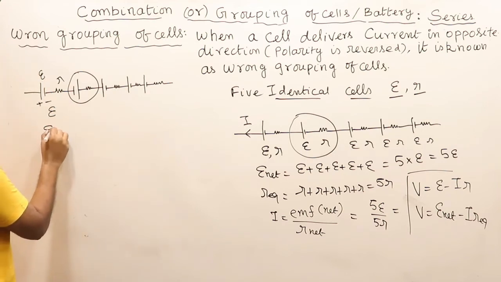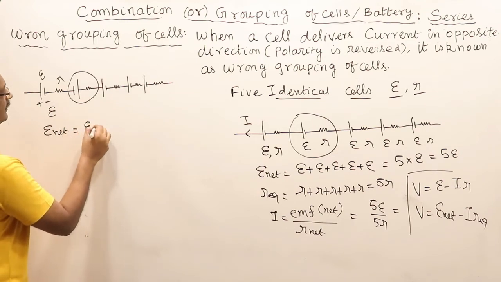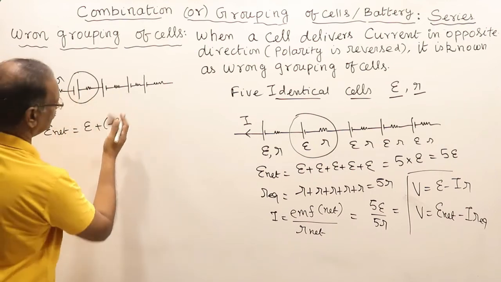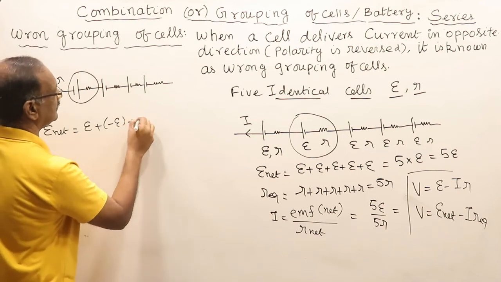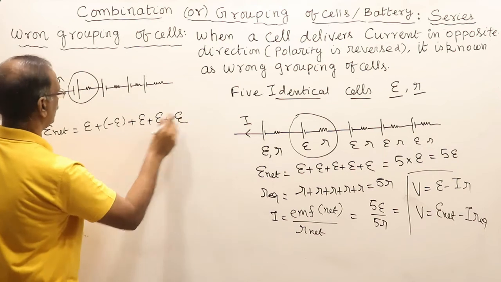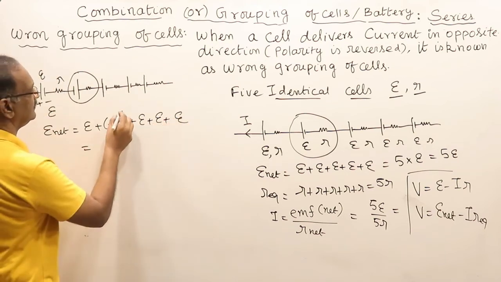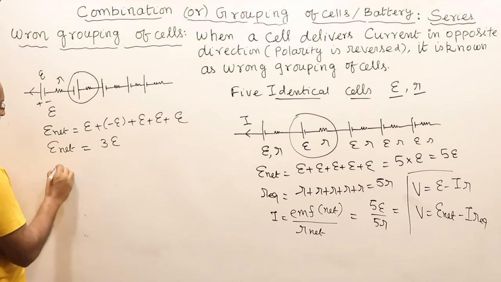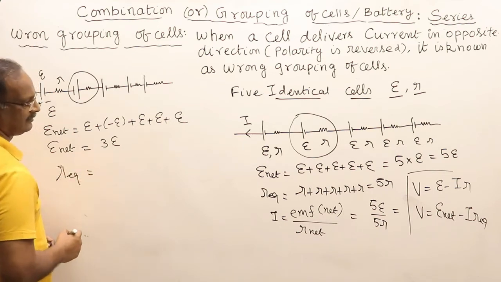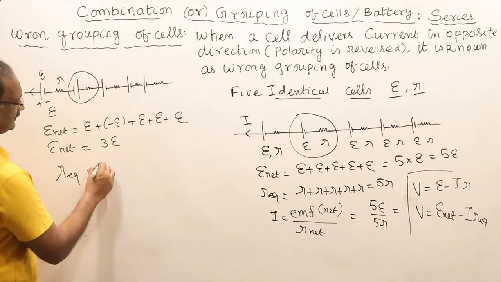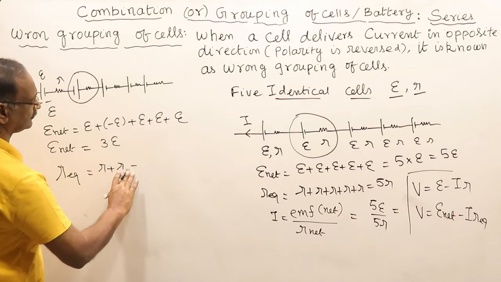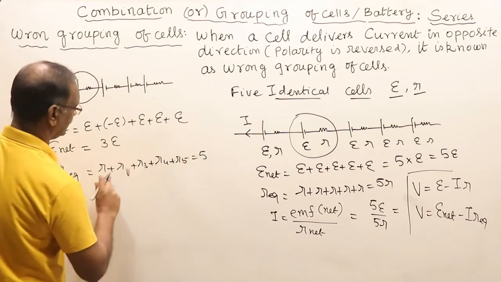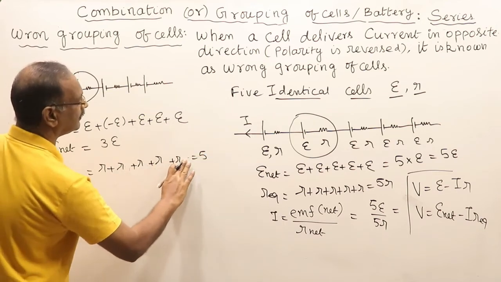So what is EMF net? EMF net is equal to E plus, for this one it will come minus because it is giving current in the opposite direction, so minus E, plus E, E, E. This and this cancel, so E net is equal to 3 times E. And internal resistance equivalent is R1 plus R2 plus R3 plus R4 plus R5, which is 5 times R.